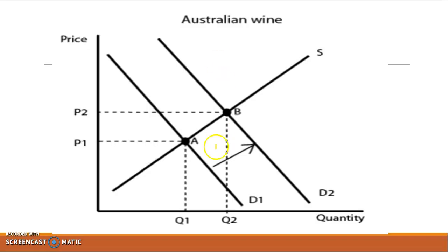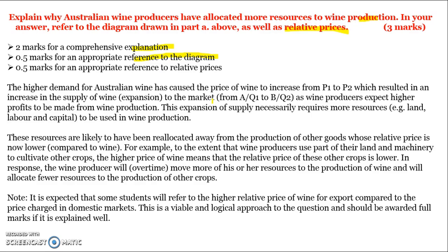So why did we produce more wine once the price went from A to B? Explain with reference to relative prices. It's not enough to just do the equilibrium analysis here. You need to do that, but you need to articulate exactly what that means to reallocate resources, with examples of how they could have reallocated their resources.